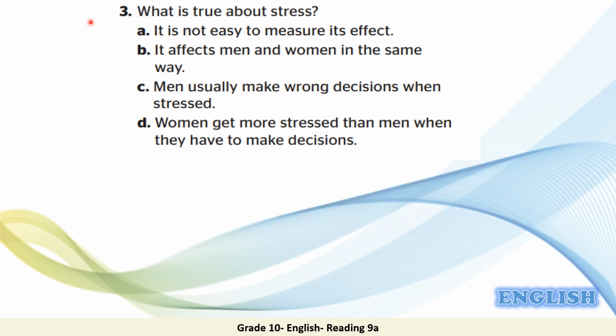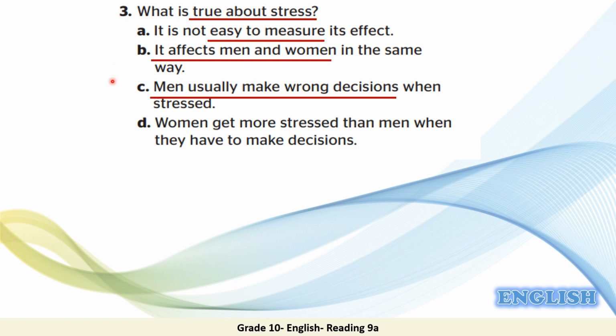Let's look at question 3. What is true about stress? A. It is not easy to measure its effect. B. It affects men and women in the same way. C. Men usually make wrong decisions when stressed. D. Women get more stressed than men when they have to make decisions. I need you to pause the video, read through the text, and try to find the answer.